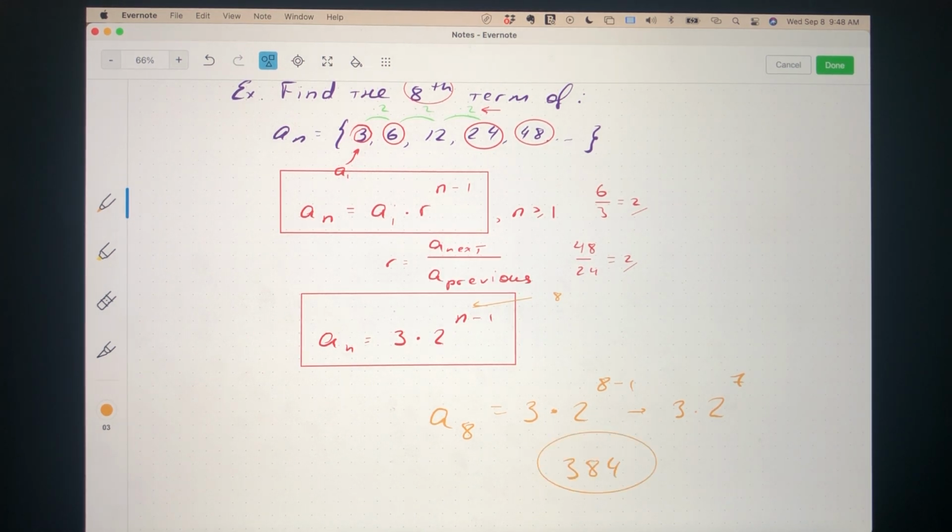And that's it. That's how to come up with the general formula for any geometric sequence.